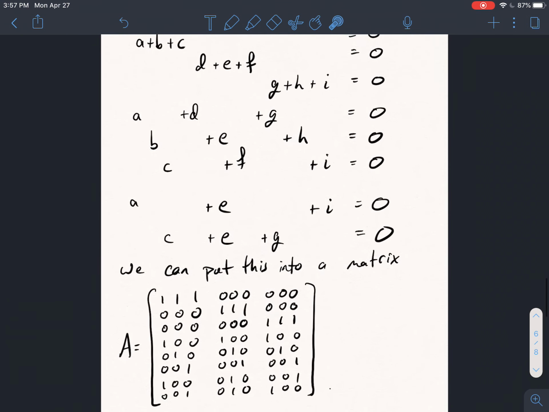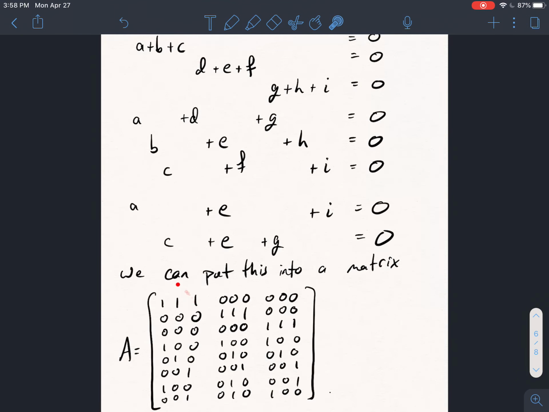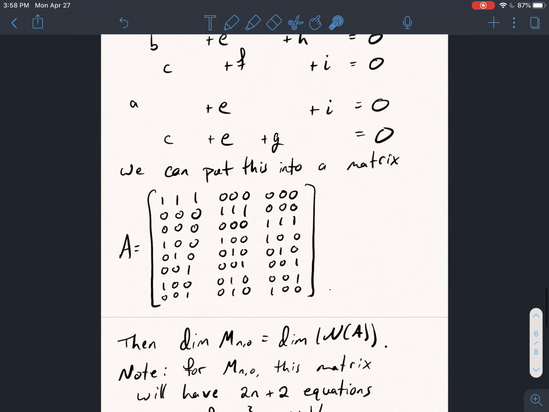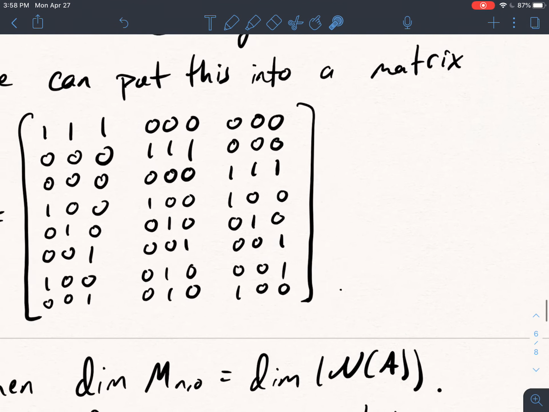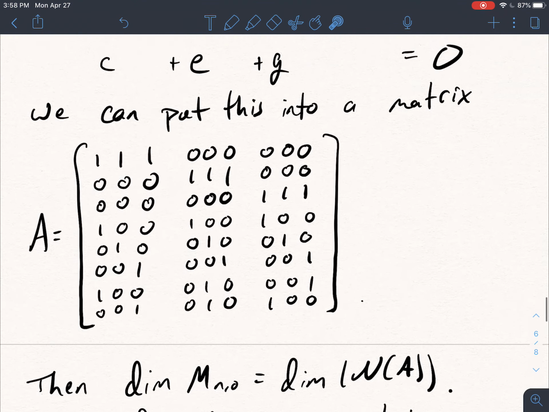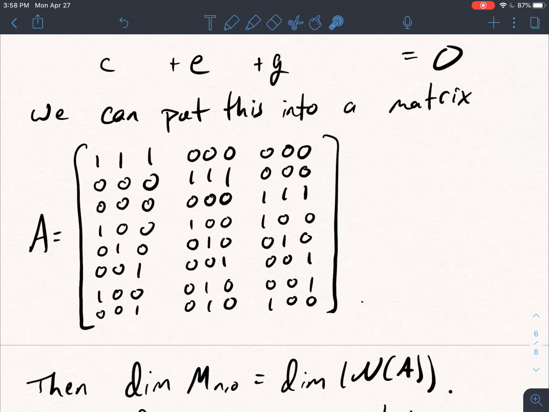Okay. So we can put this into a matrix, which we'll call A here. And this is what it looks like. Maybe I'll zoom out a little bit so you can see what's going on. A, B, C goes to 1, 1, 1, and everything else is 0. Similarly for D, E, F, we have three 1s and then 0s everywhere else. Same for the third row. The second row looks like this, and the third row corresponding to the diagonals looks like this. Let me zoom back in.